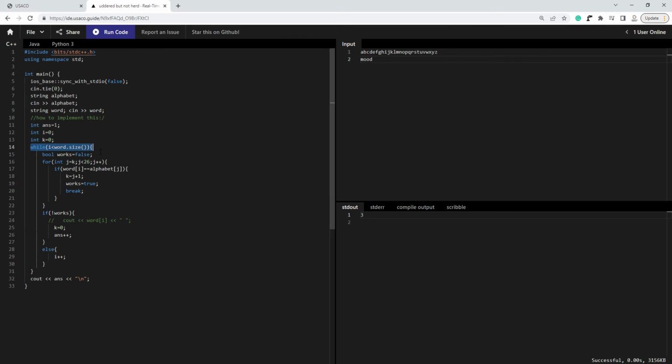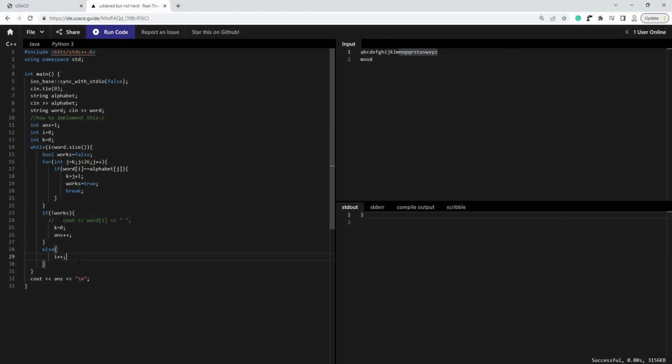So I have a while loop, and I loop through this, with bool works equals false, and then I have for int j equals k, j less than 26, j plus plus, and I check if we can find this letter in this. Okay, then we set the bounds of the problem to not include anything but this letter, because we can't cover them anymore. We're already here at M, so we can only do things after it. So now we set k equals j plus 1, works equals true, break.